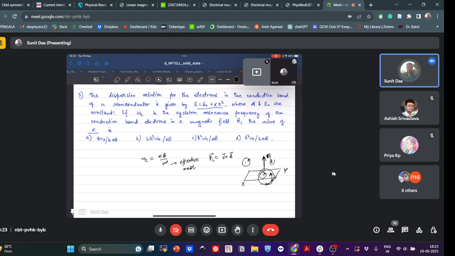Okay, so we need to find the value of alpha. If omega c is the cyclotron frequency, and we have energy as a function of k, E0 plus alpha k square, from this we can get m star, right? If we put this m star in this equation, then from this equation we have to extract alpha equal to what? And the formula for m star is h square by d2E dk2. So let's try to find out.